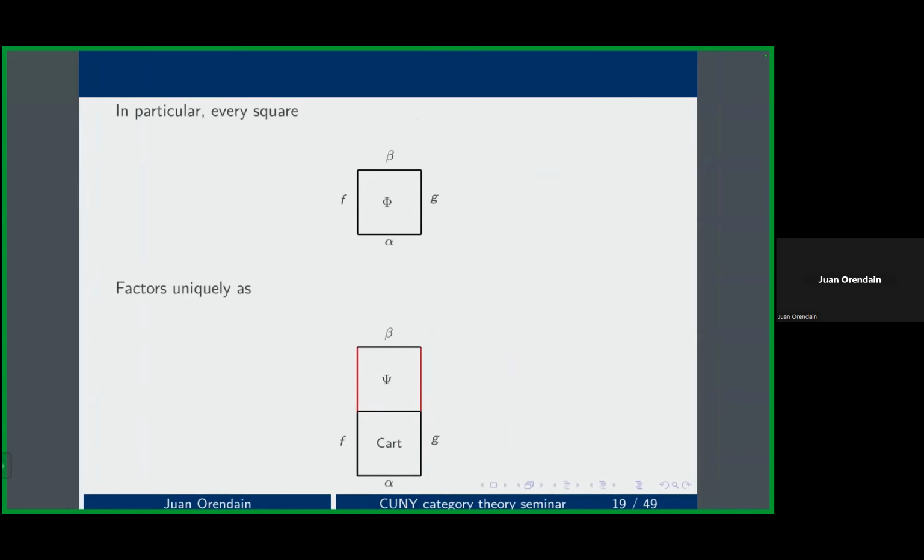If you have a square like this, you can write the left and right arrows as F followed by an identity and G followed by an identity. And so you can write this uniquely as a Cartesian square on the niche having this phi, followed by a globular square. As we mentioned before, in a double category, every square can be written as a globular square followed by a special square, or Cartesian square. So not quite globular, because every square is kind of globular, except for a Cartesian square, a special square.